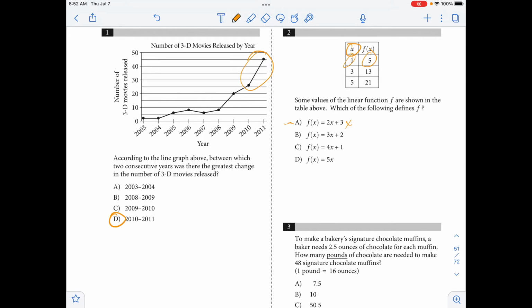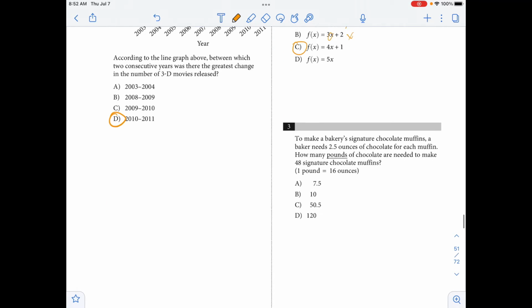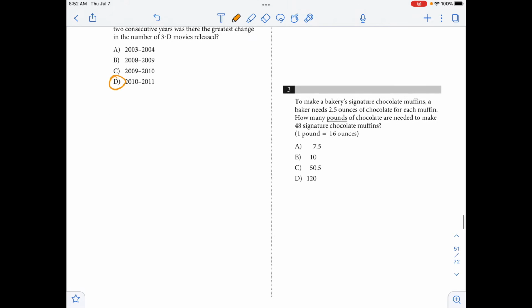So that one's good there, but if we plug in a 3, we get 3 times 3 is 9, plus 2 is 11, so that one doesn't work. Next one, we plug in a 1, 1 times 4 is 4, plus 1 is 5, so that works. We plug in a 3, 3 times 4 is 12, plus 1 is 13, that works. We plug in a 5, 5 times 4 is 20, plus 1 is 21. So the correct answer there is C. That's just a plug it in and go.